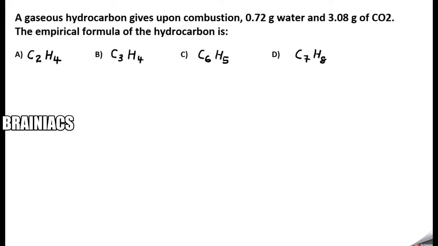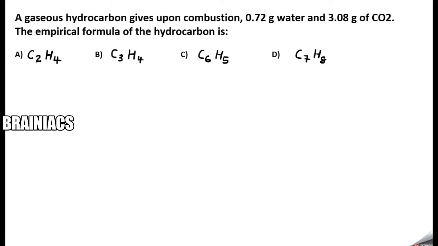So we have a good question in front of you. I will just read the question. A gaseous hydrocarbon gives upon combustion 0.72 gram water and 3.08 gram of carbon dioxide. The empirical formula of the hydrocarbon is. So we have four options as well.